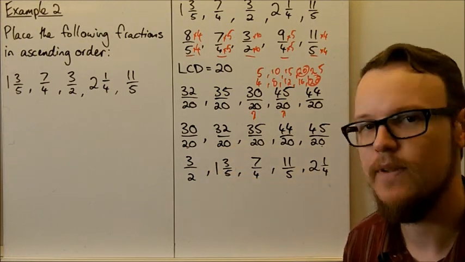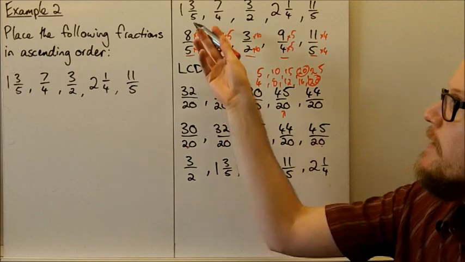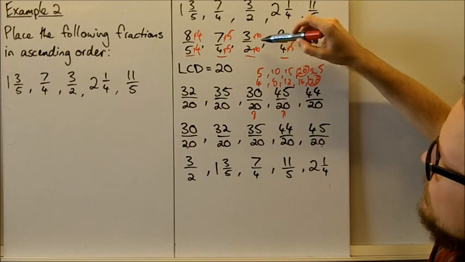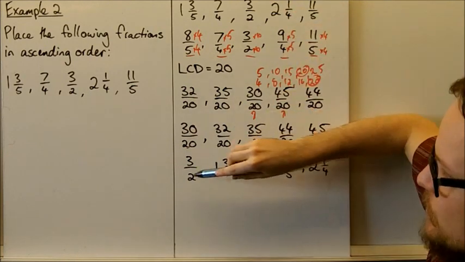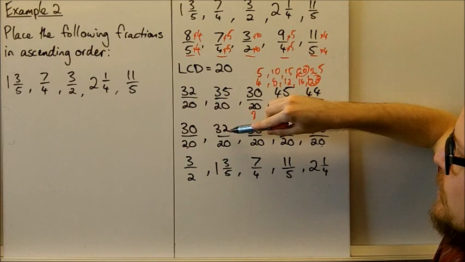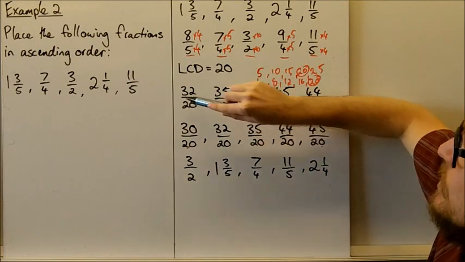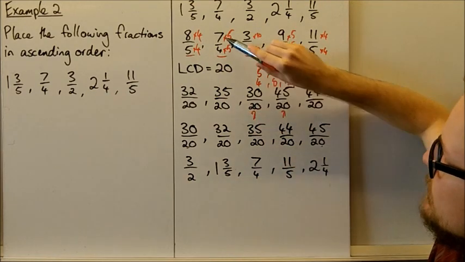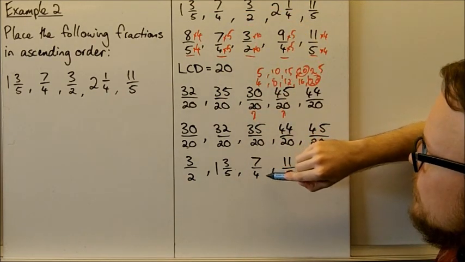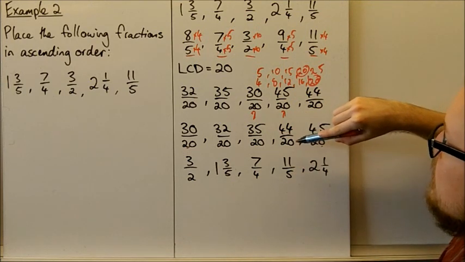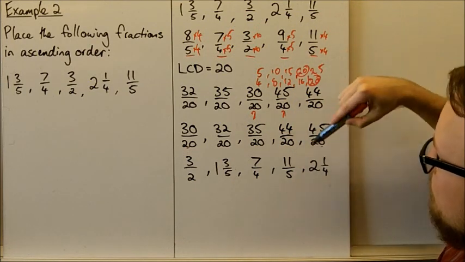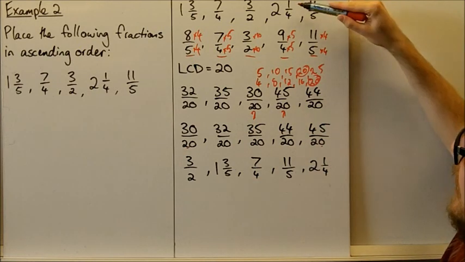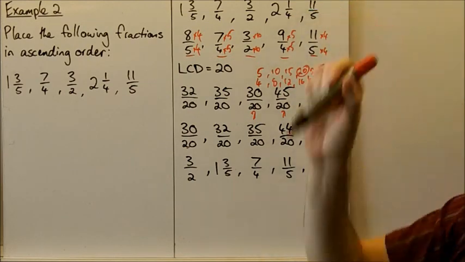Then my last step in this problem is to convert it back to what we had at the start. So 30 over 20 was our 3 over 2, so that's what we start with. 32 over 20 was our first value here, 1 3/5. 35 over 20 was our second one here, 7 quarters. 44 over 20 was our 11/5 here, and 45 over 20 was 2 1/4 here.